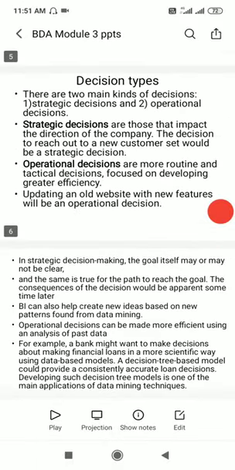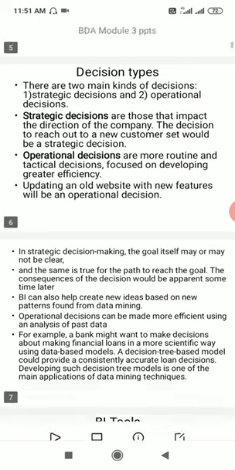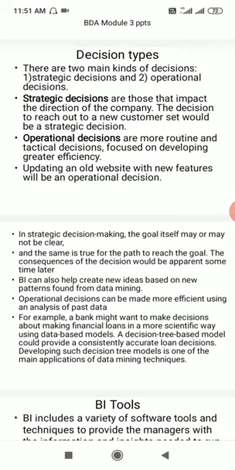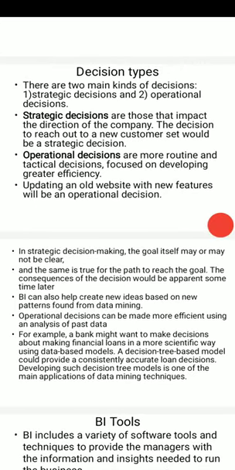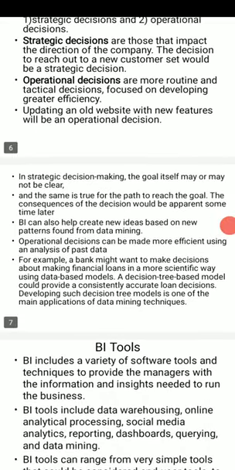Strategic decisions are those which depend directly on the company, so the decisions are made based on several strategies. So in strategic decision making, the goal itself may or may not be clear, and the same is true for the path to reach the goal.